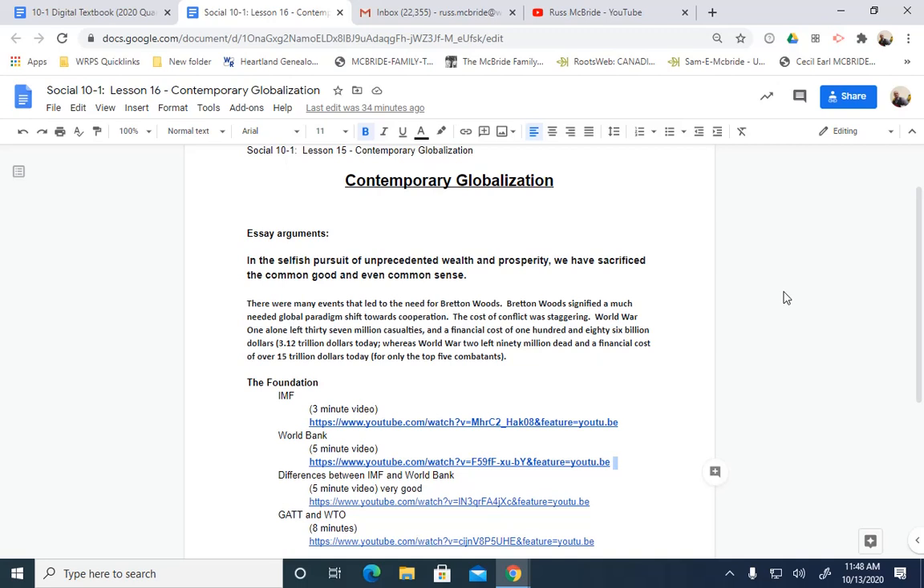So that's an argument that much of what we're going to do with transnationals will connect to, but also somewhat of what we're going to do with the foundation of globalization can connect to as well. What have we done so far? We looked at the first half of chapter 9, and we explored that there were many events that led to the need for Bretton Woods. What was Bretton Woods? Bretton Woods is a conference.